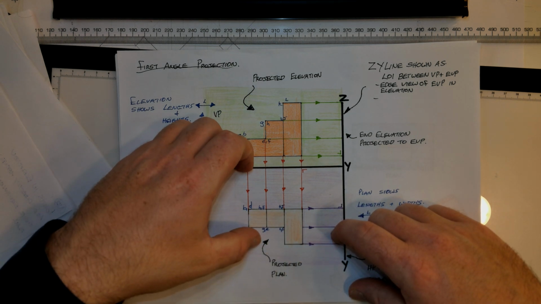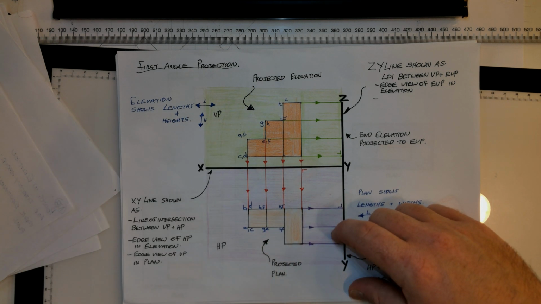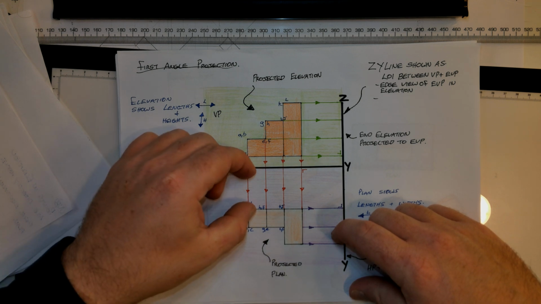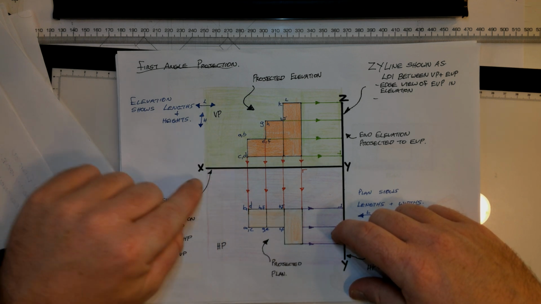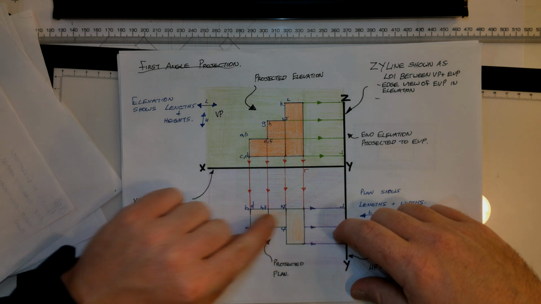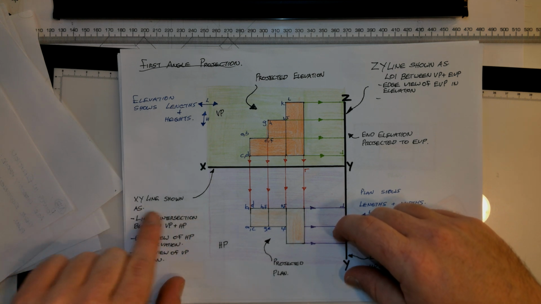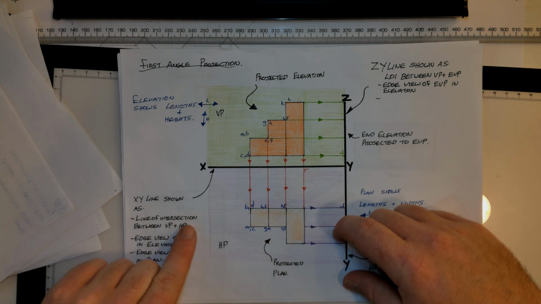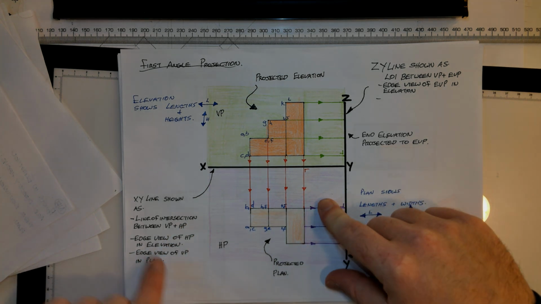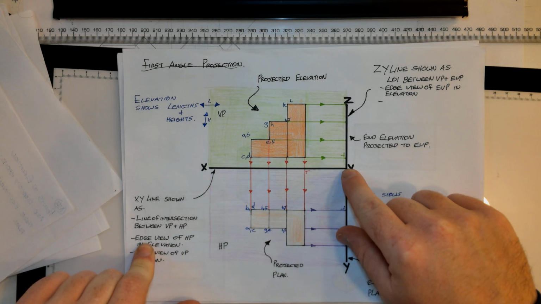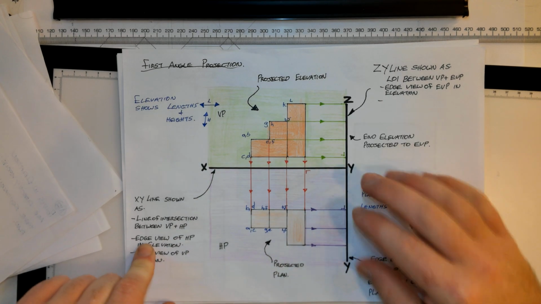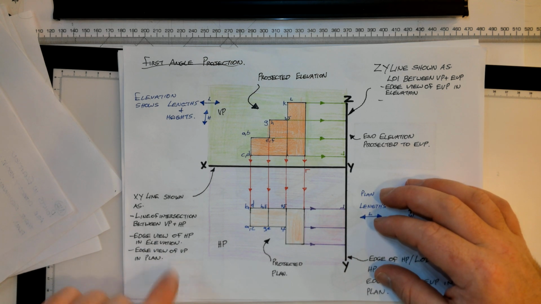Now we have to have these widths in order to be able to find out where these are. I usually put a 20mm gap between the XY and our actual plan. This is just a nice comfortable distance. It gives you lots of room to visualize. The XY line is shown as the line of intersection between the vertical plane and the horizontal plane. It's shown as the edge view of the horizontal plane if it was not rotated down. And then it's shown as the edge view of the vertical plane.